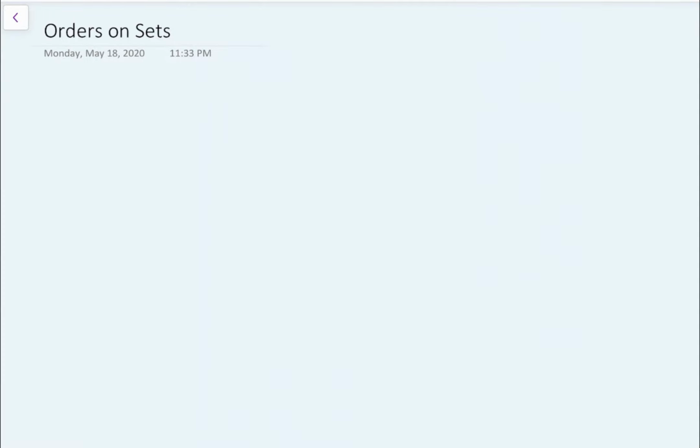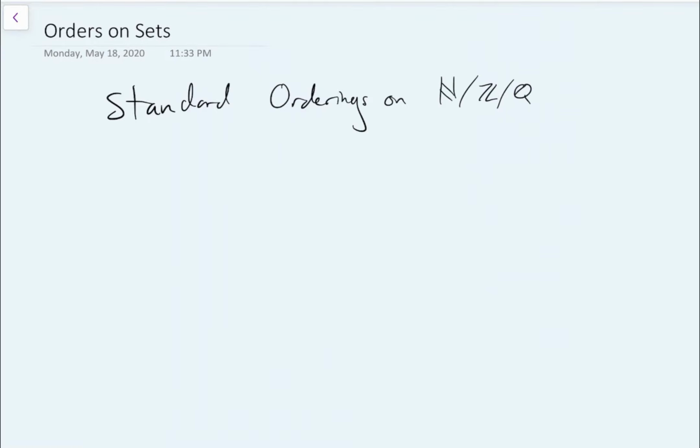So the idea of an order is it's supposed to generalize some of the orderings we're very familiar with. The standard orderings on the naturals, the standard orderings on the real numbers, the standard orderings on the integers, etc. So let me explain what I mean by that. By an order or an ordering, what I'm going to mean is some knowledge about which elements of a set are quote-unquote bigger than other elements of that set.